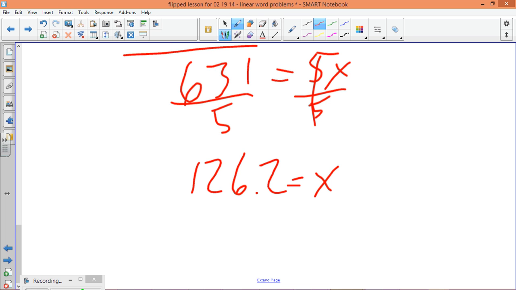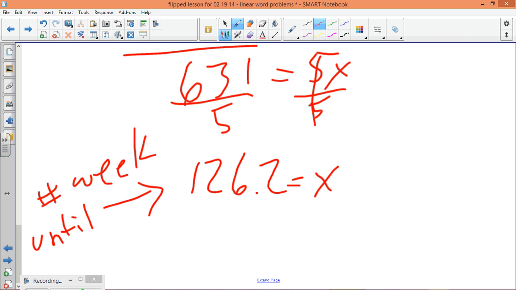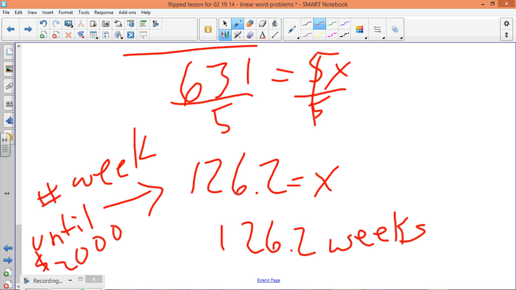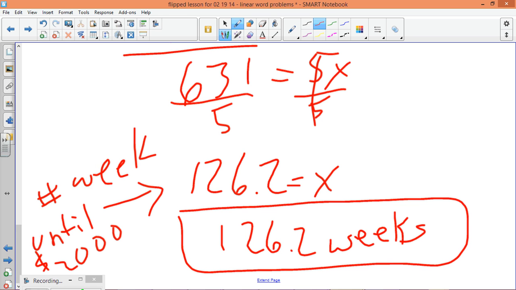Okay? So the number of weeks until 2,000 is 126.2 weeks. Probably you're going to end up having to wait 127 weeks if you're only getting your money at the end of the week. But if for some reason your parents give you a certain amount in pennies every day for your allowance, then you could maybe do it in 126.2 weeks and have $2,000 in your piggy bank account.